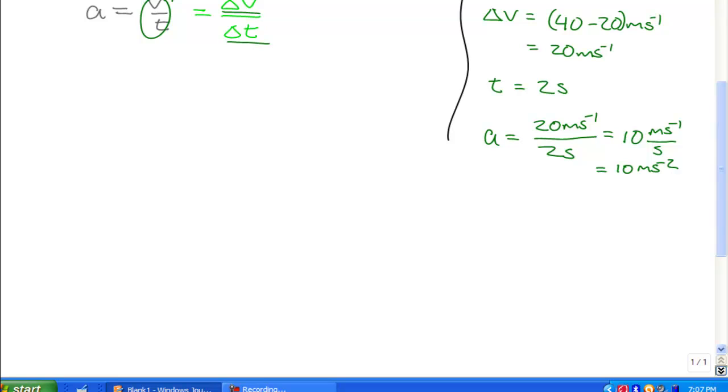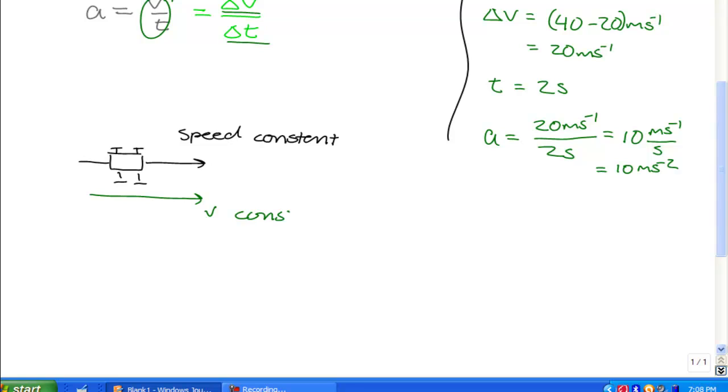Alright, so if a car is traveling along a straight line, like so, with a constant speed, alright, so the speed is constant. Since the direction of the car is not changing, then the velocity v is also constant, right? The magnitude of v is the same, and the direction of v is also the same. So both of these are constant.